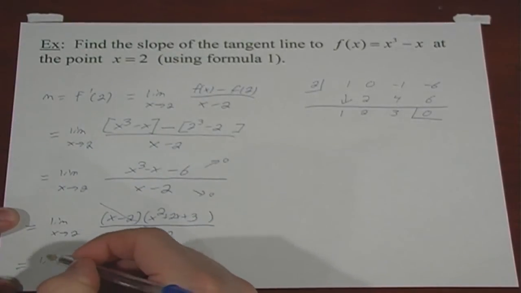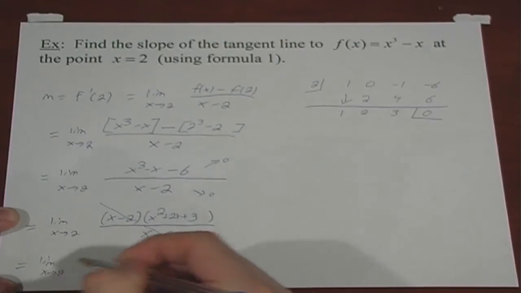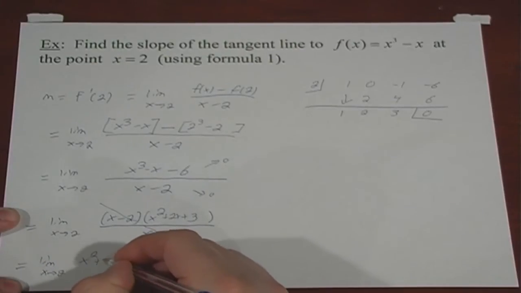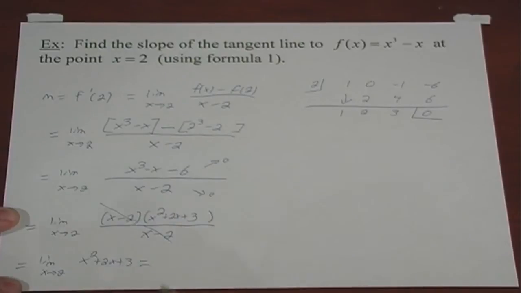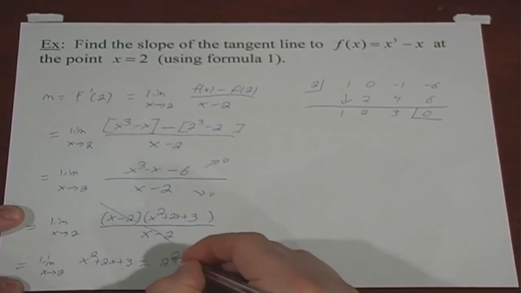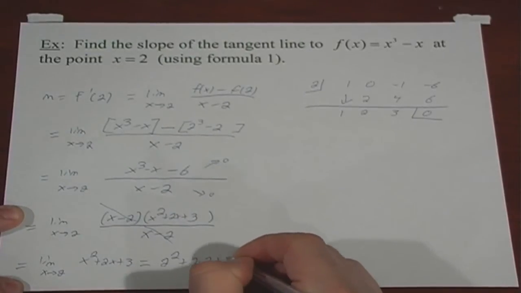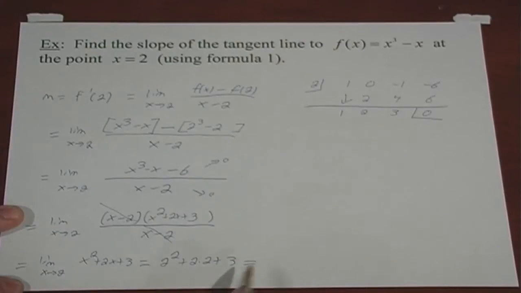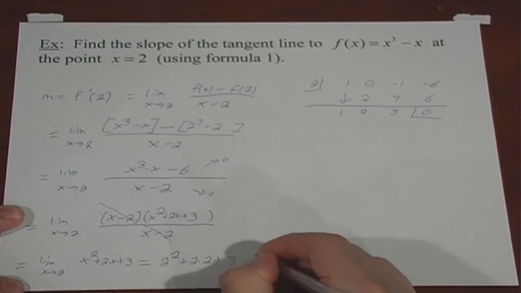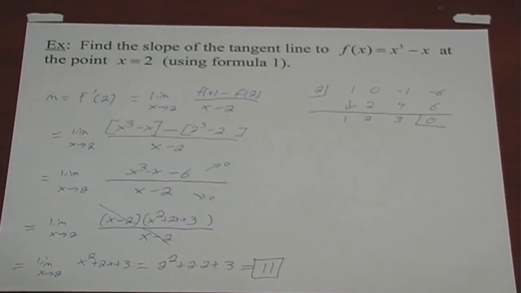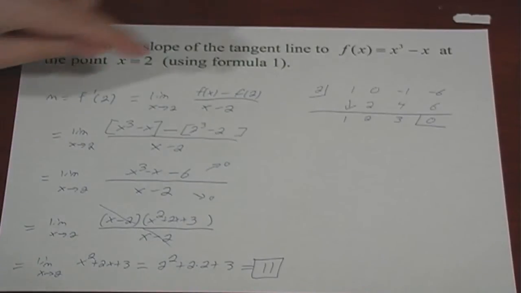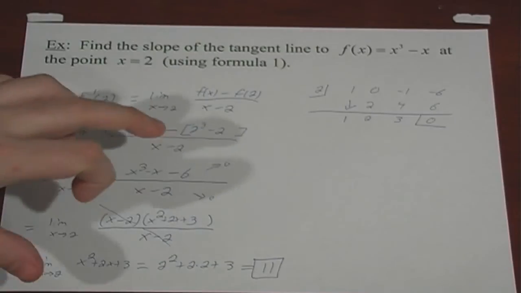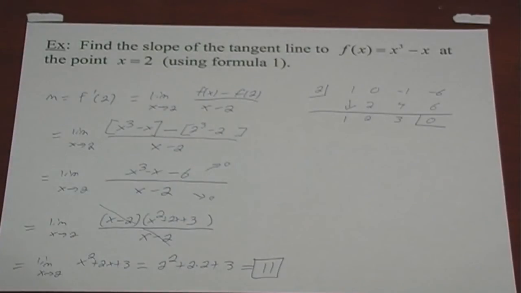And once the x minus 2's cancel, that's great news because now the thing I'm taking the limit of is just a polynomial and I can plug in to get the limit. So it's 2 squared plus 2 times 2 plus 3, and 4, 4, 3, 11. Okay, so that's basically the end of the problem. It said find the slope of the tangent line to this function at this point. You calculate a limit. We got 11. Slope of the tangent line is 11.